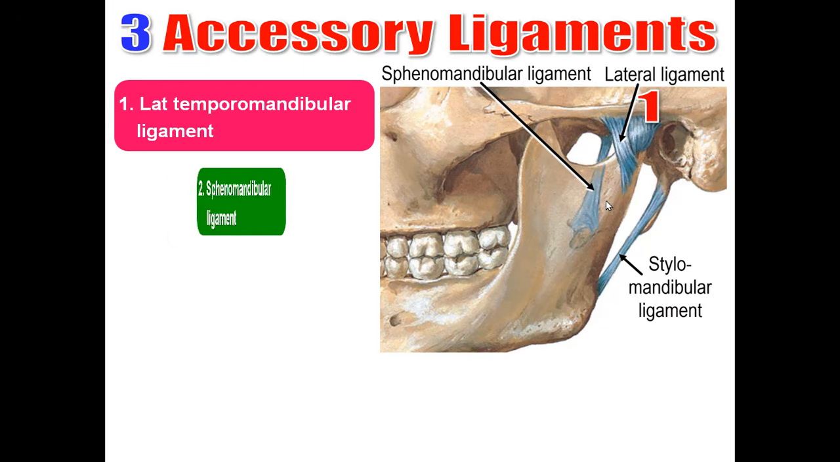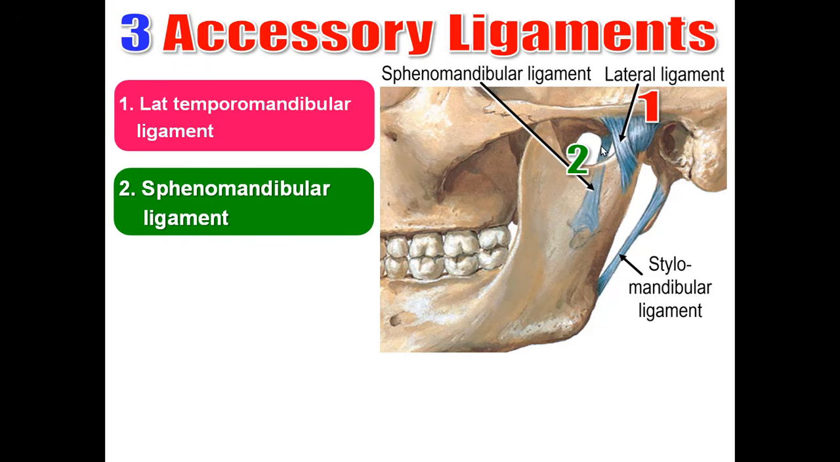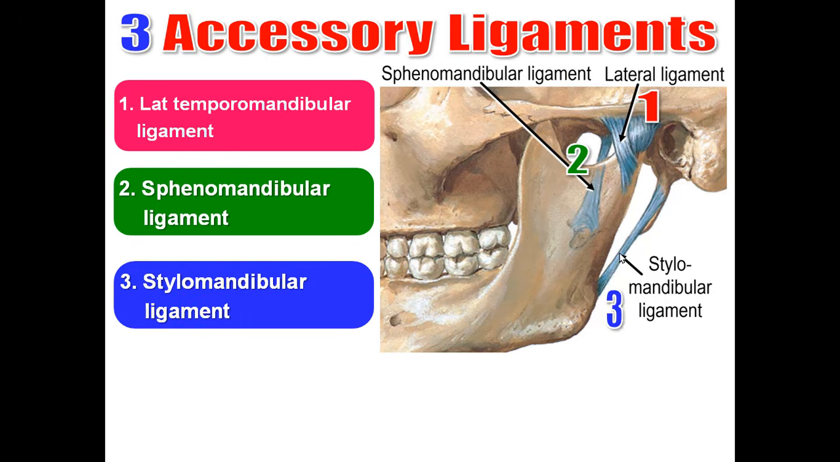Second ligament is the sphenomandibular ligament. The sphenomandibular ligament extends between the spine of the sphenoid and the lingula of the mandible. And the third ligament is the stylomandibular ligament, and this stylomandibular ligament extends between the styloid process and the posterior border of the angle of the mandible.